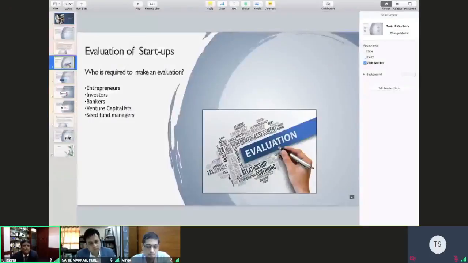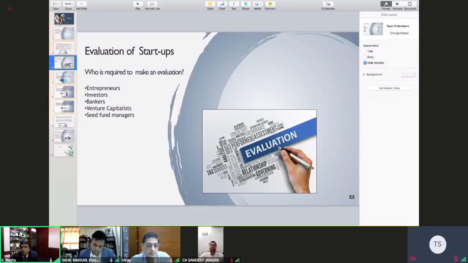Coming to evaluation of startups, why do startups need to be evaluated? Entrepreneurs would like to know what is the value of their startup. They would have put in a lot of money. They would have bootstrapped their entity. They would have invested all their lifelong savings. They would have borrowed money from their parents, their relatives, and their friends.